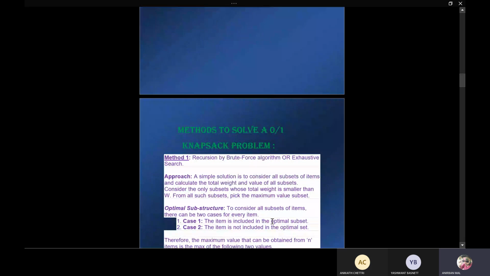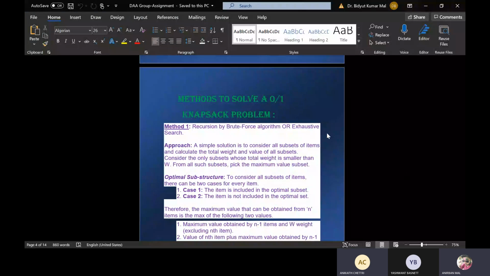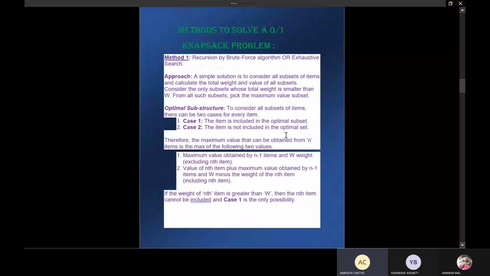Thank you. I'll be talking about the knapsack problem solved by recursion, the brute force algorithm or exhaustive search. The approach will be to consider all the subsets of items and calculate the total weight and value of all subsets. We'll consider only the subsets whose weight is smaller than W. From all subsets, pick the maximum value subset.